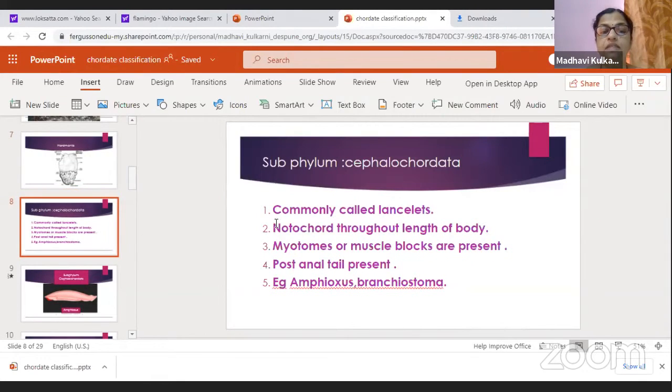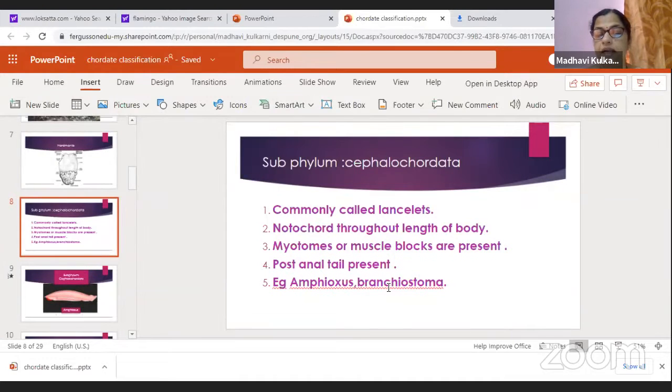Next is the subphylum Cephalochordata. Cephalic means head, and the notochord is generally in the head region, or sometimes it is present throughout the life, throughout the body also. These animals are commonly called lancelets. They are small sized animals. The notochord runs throughout the length of the body. Myotomes or muscle blocks are present. Post-anal tail, which is one more peculiarity of chordates, is shown by this animal.